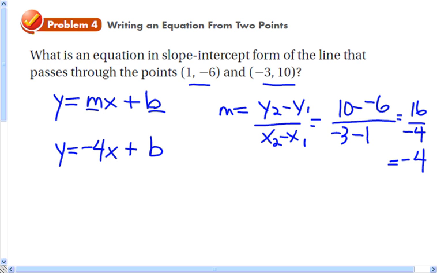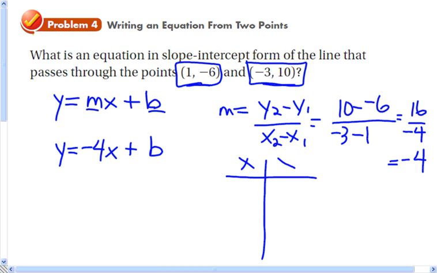Okay? Now remember, this is a rule that works for these 2 points. These 2 points will be solutions since it passes through them. So what we're looking for is, think about this. We know that when x is 1, y is -6, and we know that when x is -3, y is 10. And we also know that we are going to be multiplying x by -4 in the equation, because the slope is -4.